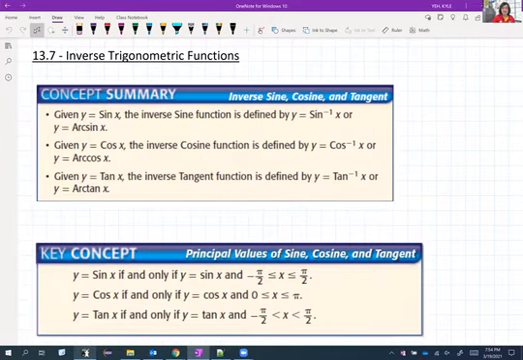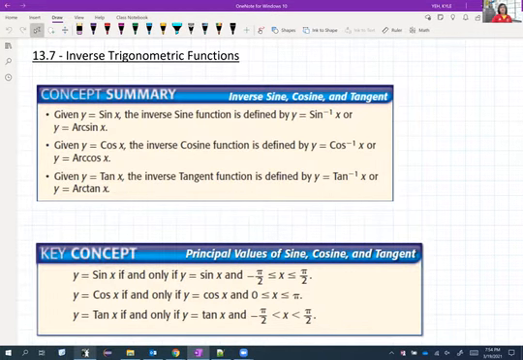13.7, last section of chapter 13. It's been a long chapter. Trigonometry is a big, big topic in math, and it doesn't end here. This is the final section of our chapter, but there is so much more to trig that you are going to explore in future years. And this is just laying the groundwork, all those fundamentals that are important.